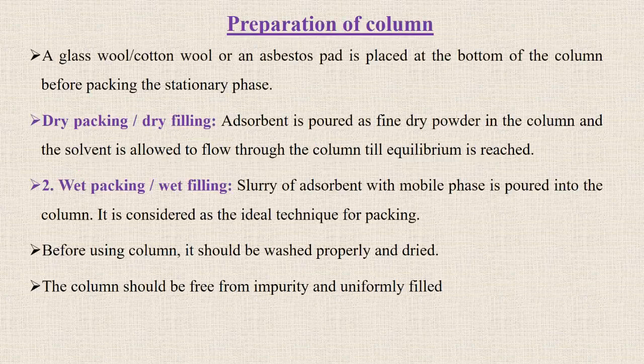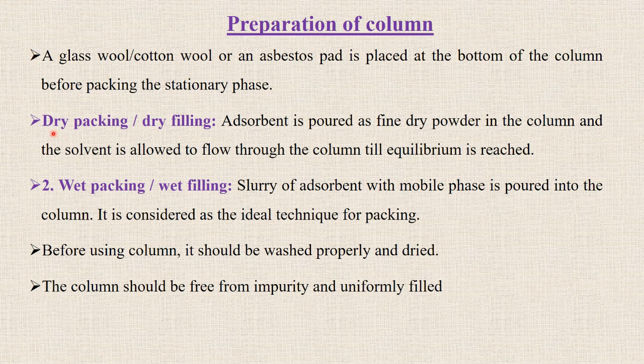Steps in column chromatography. First one is the preparation of column. To avoid the blocking of the stopper, a glass wool, a cotton wool or an asbestos pad is placed at the bottom of the column before adding the stationary phase in it. It also helps to avoid the loss of the stationary phase.